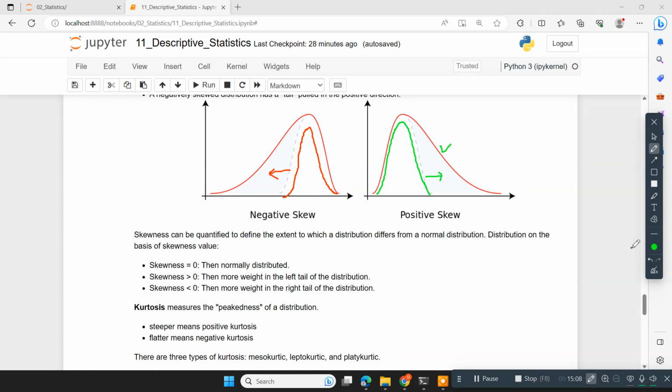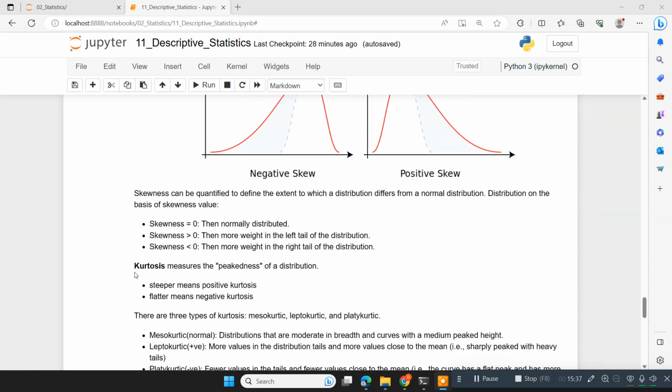Here also we don't need to do any calculations. We have a direct method. After applying that, based on the value, if the skewness value is 0, it means data is normally distributed. If the skewness value is greater than 0, it means positive skew. And if the skewness value is less than 0, that is negative skew. I'll show you that.